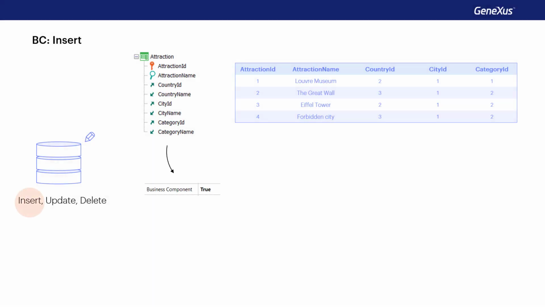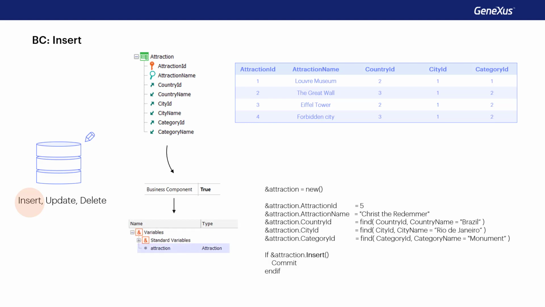To insert a new tourist attraction using the business component, it's enough to create a variable of this type, assign a new memory space to it. It's not essential, but it's a good practice to make sure that no matter what has happened before, the variable at this time will be completely new. Assign a value to all the elements of the business component corresponding to attributes in the table.